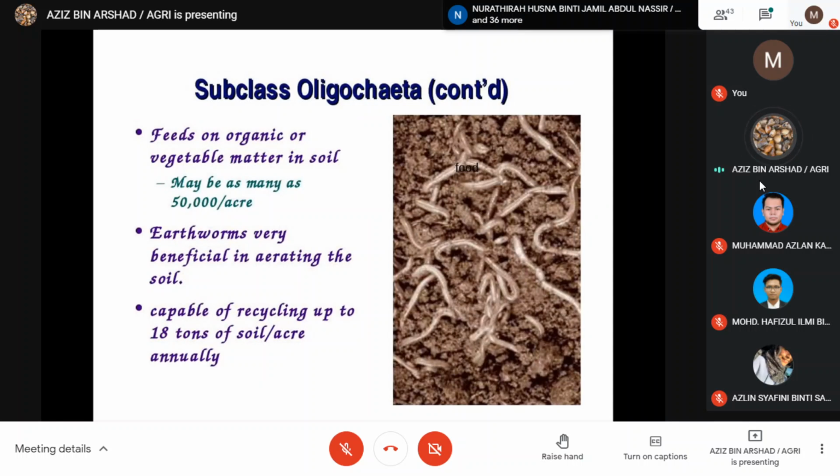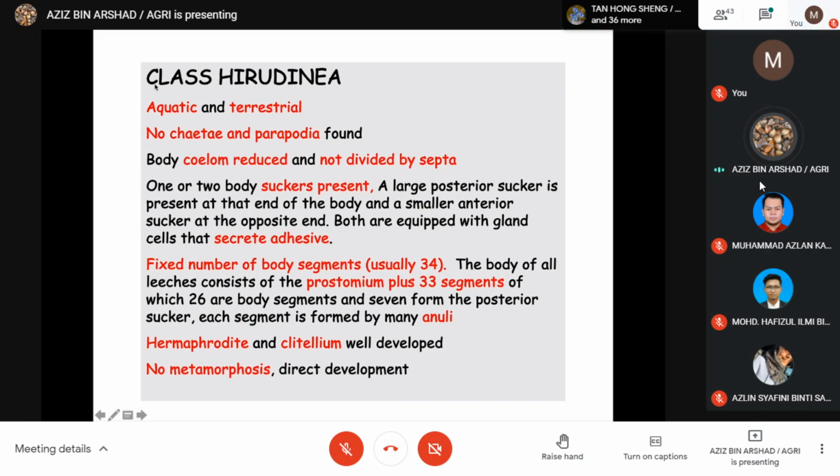In Oligochaeta, there are many, like the earthworm, they feed on organic vegetable material. So in tubifex also, they feed on organic matter. Earthworm, as we know, is beneficial in turning up to 18 tons of soil per acre annually, which is a great capability. And the next subclass is, it's not class, it's subclass Hirudinea, aquatic and terrestrial.